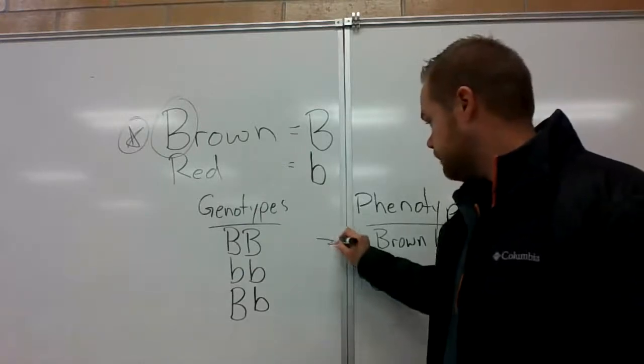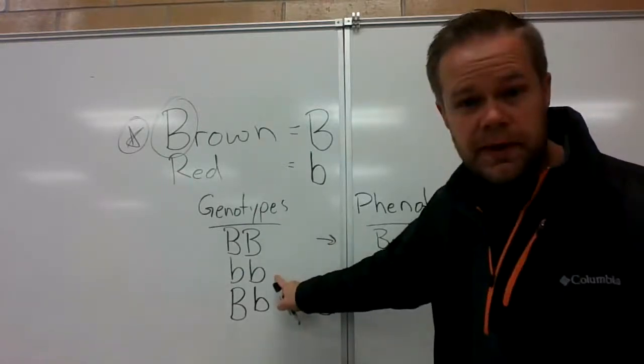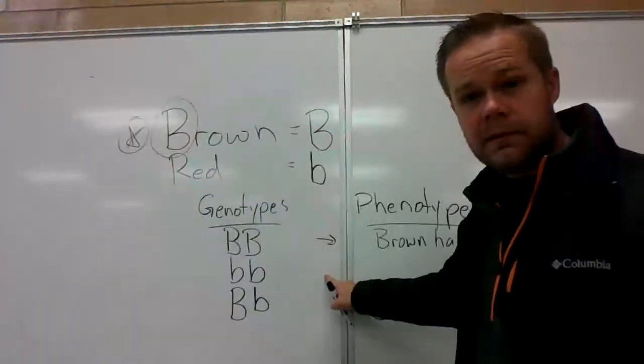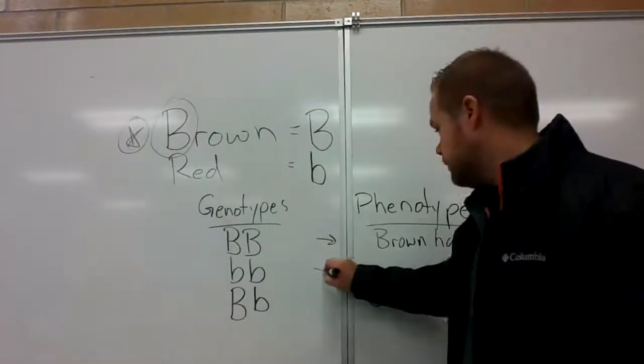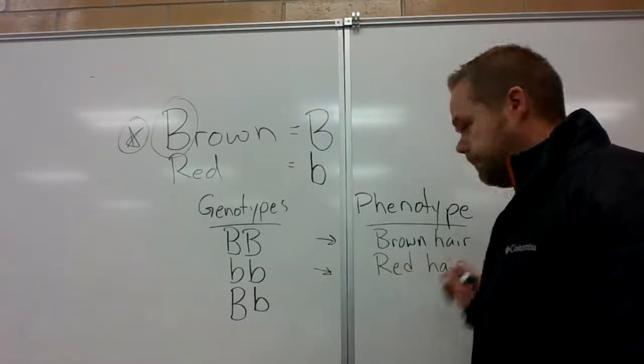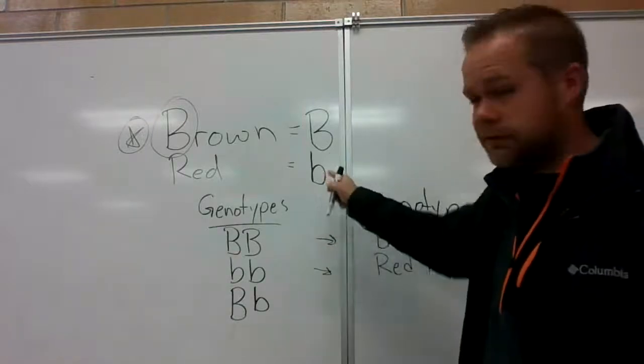Right? And what about this one? If somebody has lowercase, lowercase, or two recessive alleles, they will have what? Yeah, they'll have red hair because they got the recessive trait.